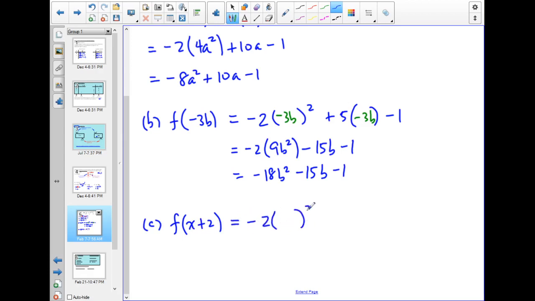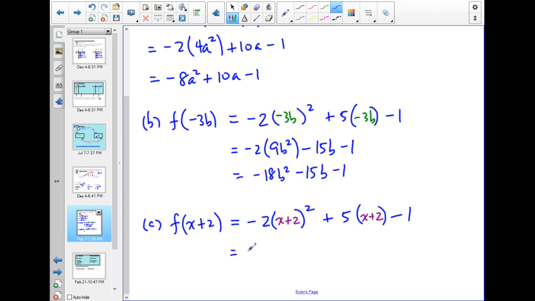I used to have negative 2x squared, but now I'm just going to put a bracket there, plus 5 times x, but now I'm just going to put a bracket, minus 1. And where I had the x, I'm actually replacing x with itself plus 2. So inside this bracket goes x plus 2. Inside this bracket goes x plus 2.